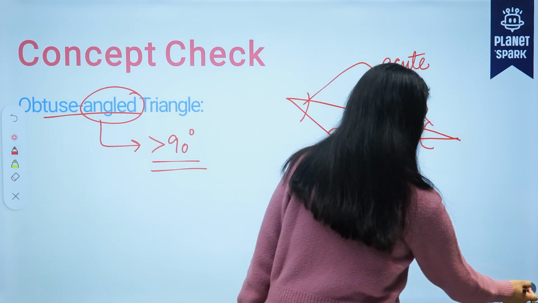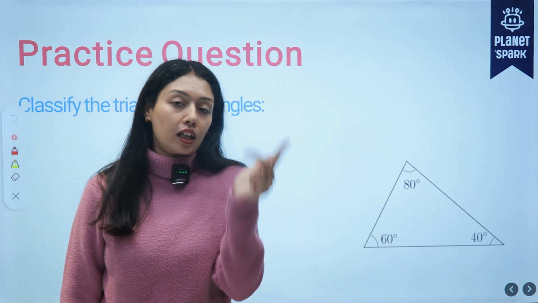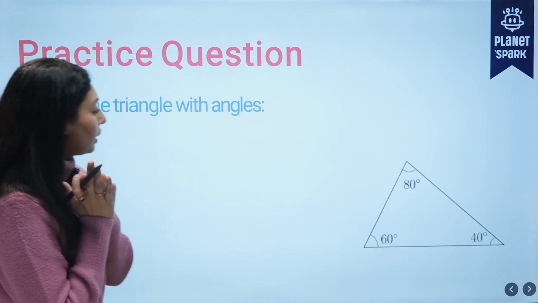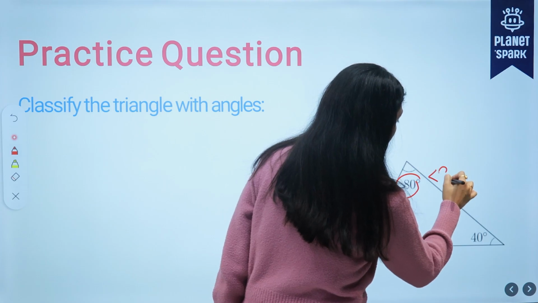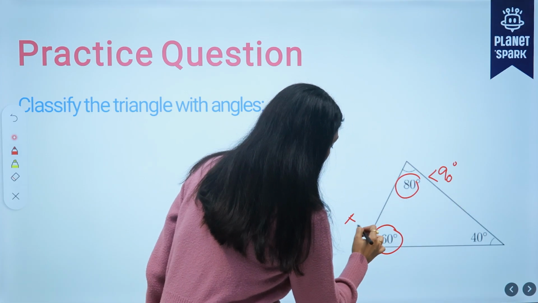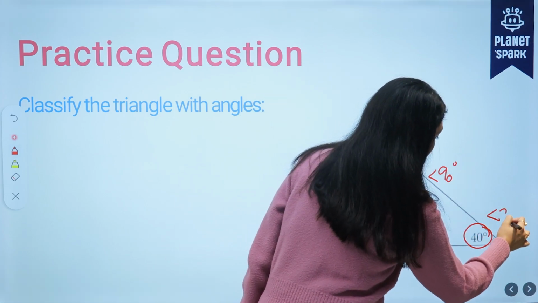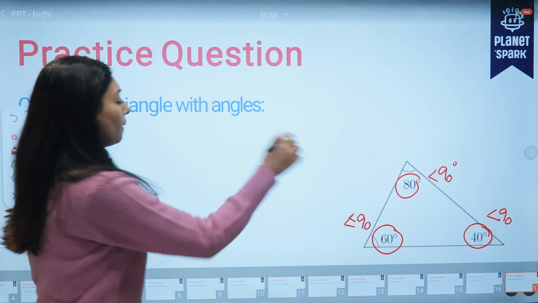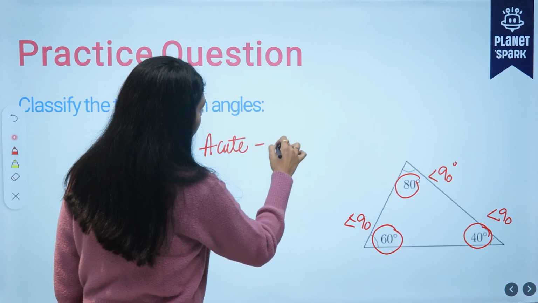Okay then everybody, based on angles we have understood three types of triangles: acute angle triangle, right angle triangle, obtuse angle triangle. Let's practice some questions now. So classify the triangles here with the given angles. Let's see. 80 degree, what is the measure? Less than 90. Next angle 60 degree, again measure less than 90. Third angle is 40 degree, again less than 90. All three angles have measure less than 90. That means this is acute angle triangle.